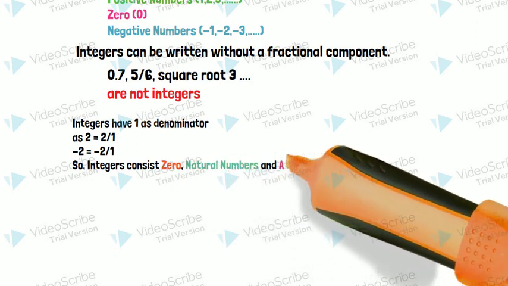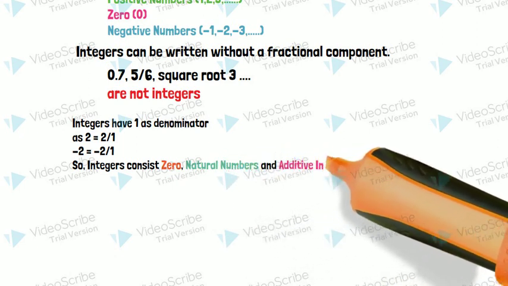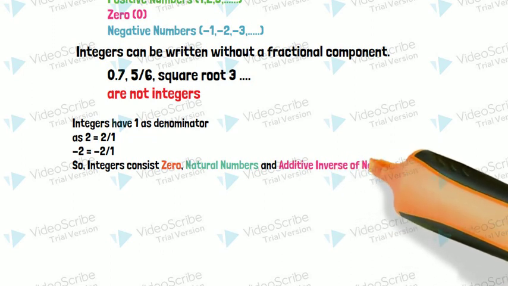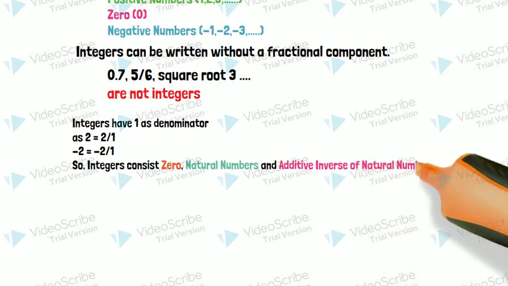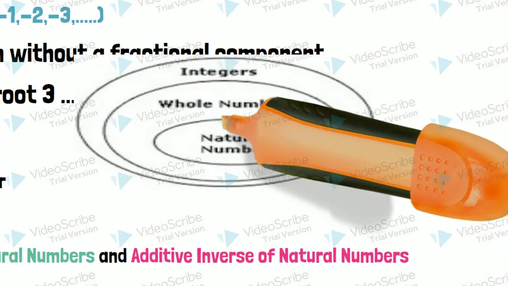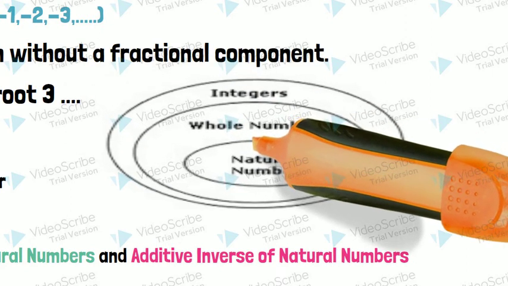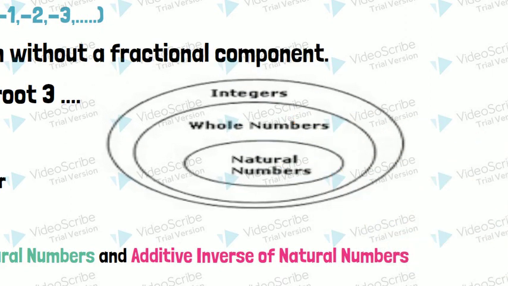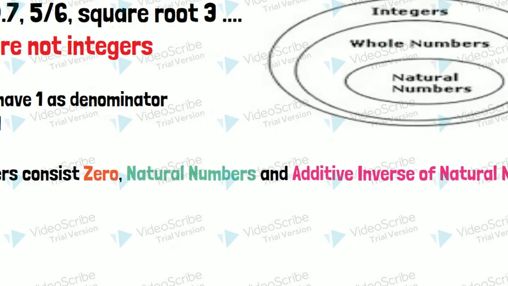So integers consist of 0, natural numbers we know, that is 1, 2, 3, 4 up to infinity, and the additive inverse of natural numbers. Additive inverse means the opposite of natural numbers, like additive inverse of 1 would be -1. So natural numbers are the part of whole numbers and whole numbers are the part of integers.